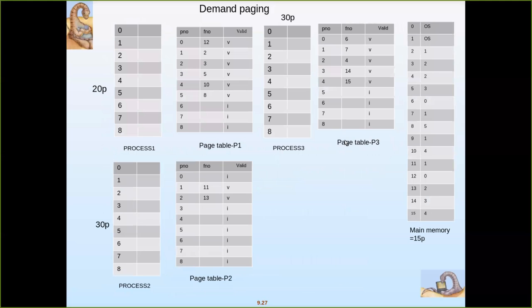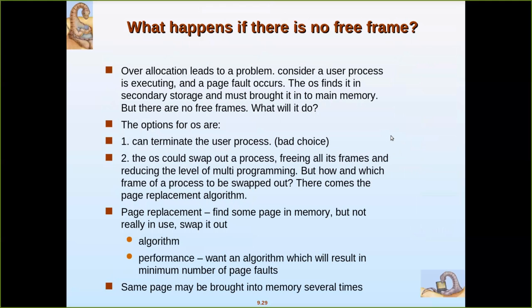So for example, the whole of the user process can be terminated, and whatever frames it is occupying will be removed and marked as invalid bits. The frames will be removed, and we allow these two processes to run by allocating the frames to the pages of this process and this process. So that is one thing.